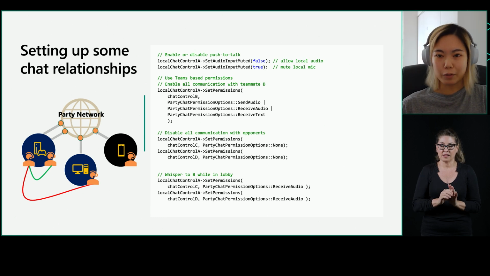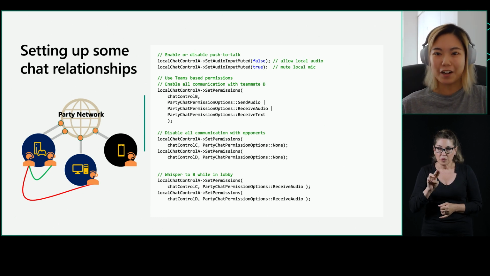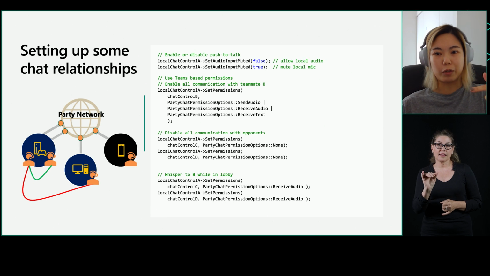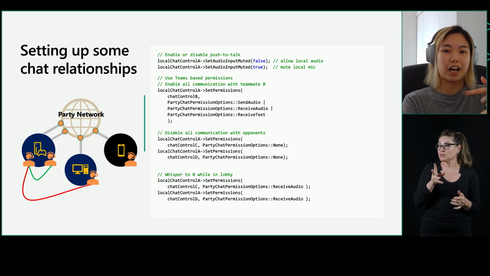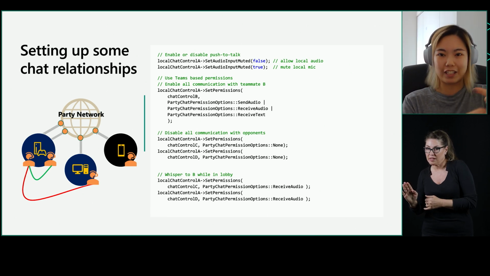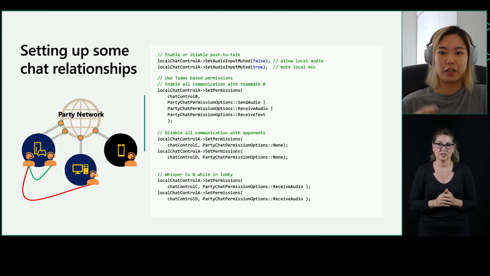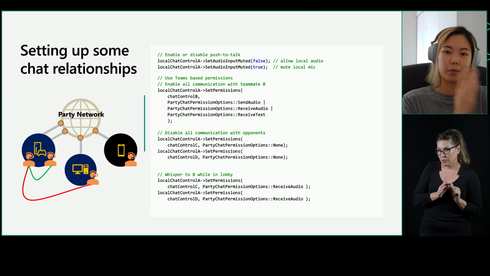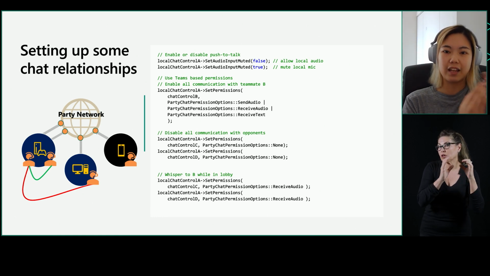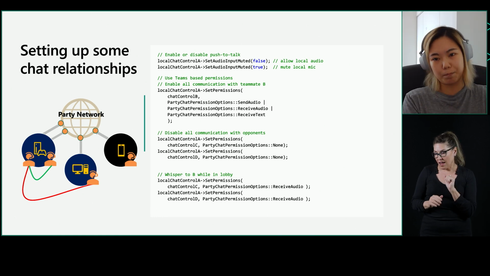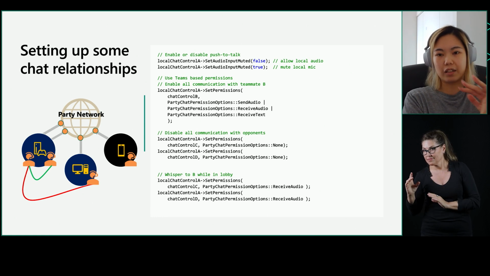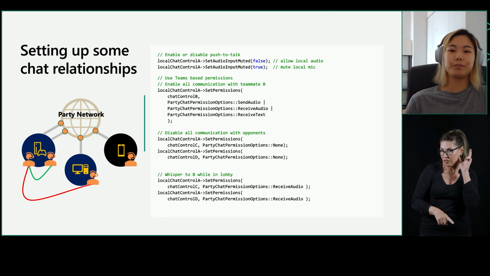And last but not least, we have Whisper, where A wants to whisper to B in the lobby. So say they're A, B, C, D, so this is a continuation of the previous scenarios. A would just simply disable communication to C and D, and this way A can just whisper to B and no one else can hear it.